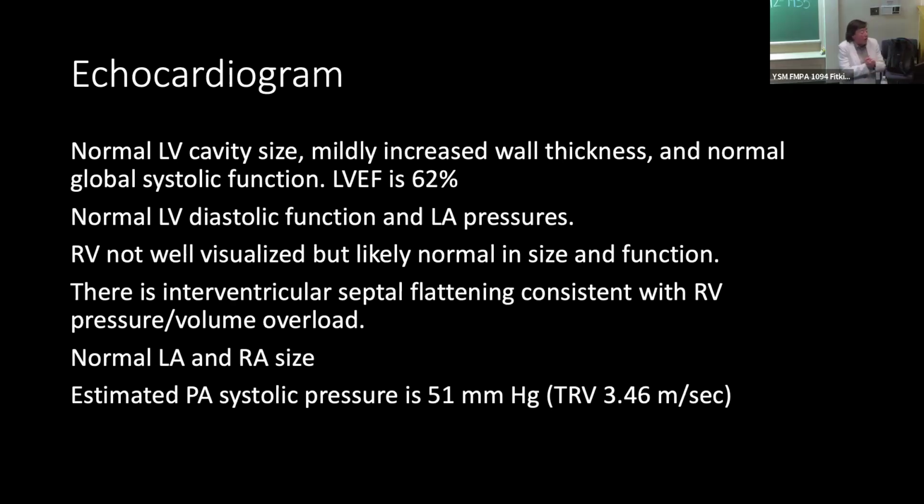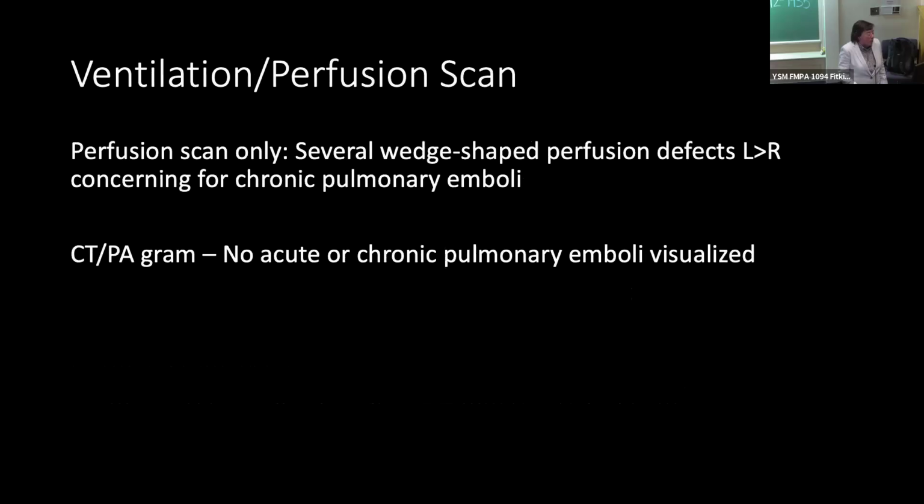Her echocardiogram, now we're back in 2020, after her presentation to me, she has normal LV size and function. EF is 62%, normal LV diastolic function and LV LA pressures, but she has RV pressure and volume overload, and her PA systolic pressure is estimated to be 51 millimeters of mercury. She has a ventilation perfusion scan. It was in the time of COVID, we were only doing perfusion scans, so it was only a Q, no V, and there was concern for chronic pulmonary emboli, but there was no mismatch, but there was nothing on her CTPA-gram.